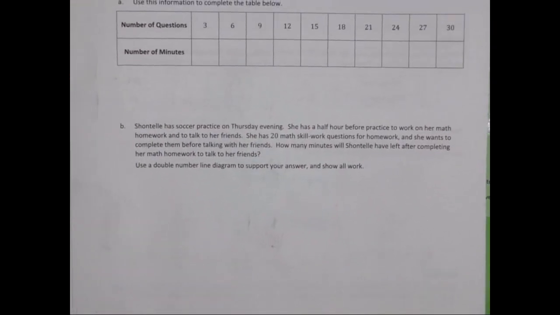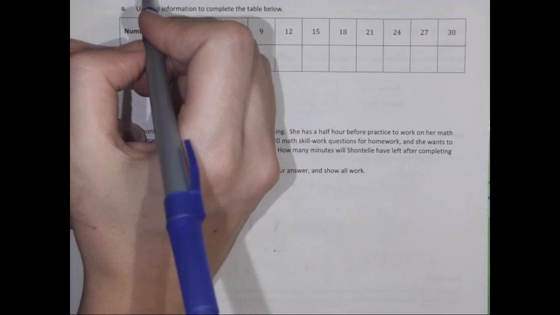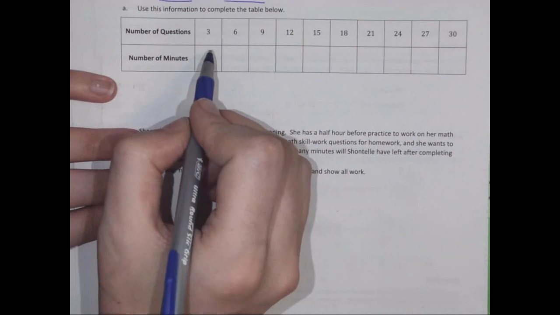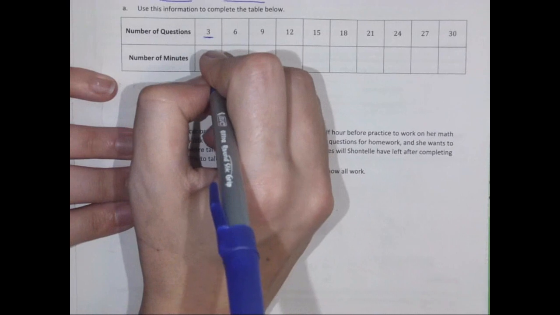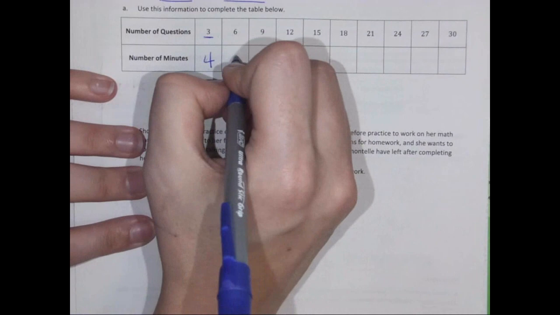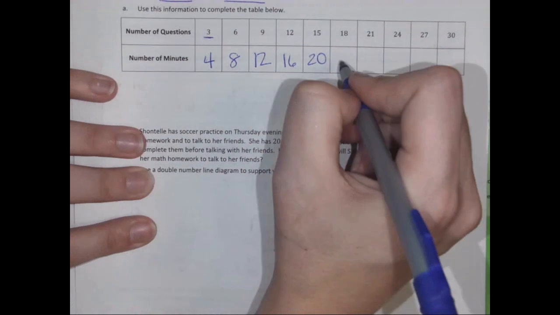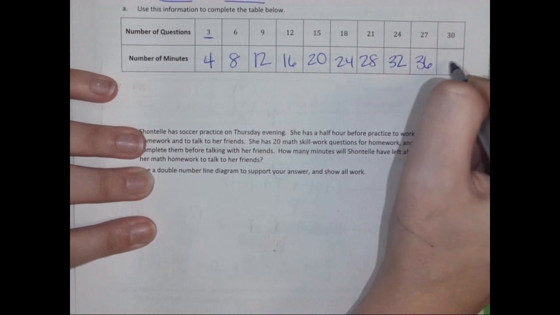Okay. Let's look at exercise 5. We're going to fill out the table together. You're going to work on part B with your partners. So, Chantel solves 3 math problems in 4 minutes. Well, I got 3 questions right here in my table. How many minutes does it take her? 4. I counted by 3's on top. What do I count by on the bottom? 4. Let's do it together. 4, 8, 12, 16, 20, 24, 28, 32, 36, 40.